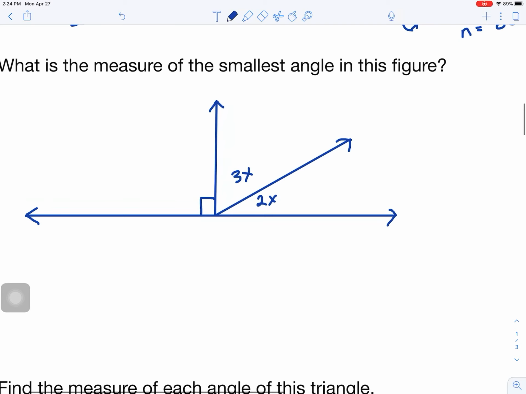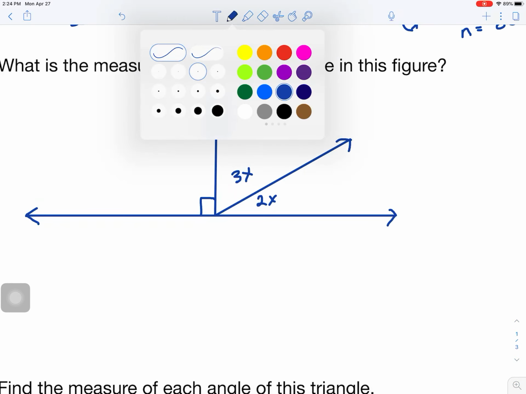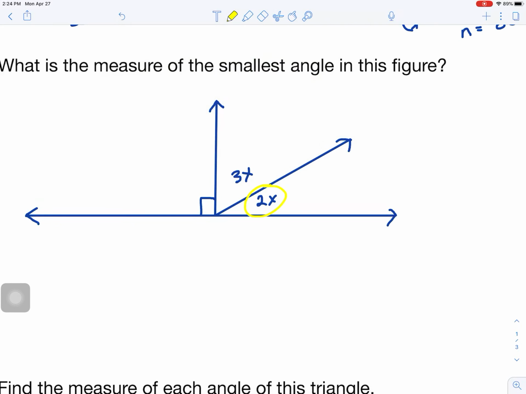It says, what is the measure of the smallest angle in this figure? So when we take a look at this figure, we can see that the smallest angle is going to be 2x. Okay, using the information that we have, it's fairly easy to see that this here, just looking at it, is 90 degrees, right? Which would mean that if we talked about supplementary angles earlier, that means that this whole measure is going to be 180, which means that this here is 90 as well.